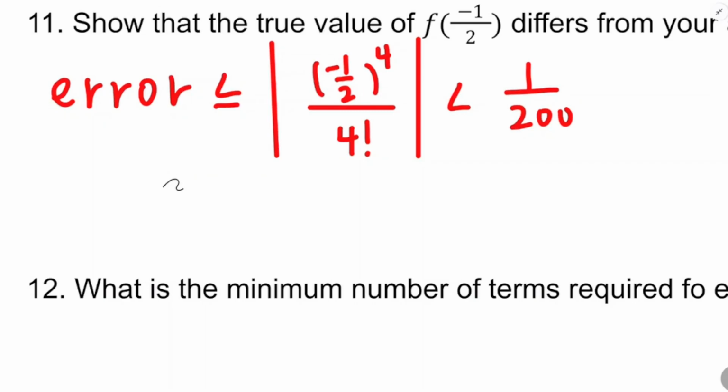So negative 1/2 to the 4th is 1 over 16, times 1 over 4 factorial, which is 1 over 24. 16 times 24 is definitely going to be bigger than 10 times 20, which would be 200. So I can say that this is definitely less than 1 over 200.